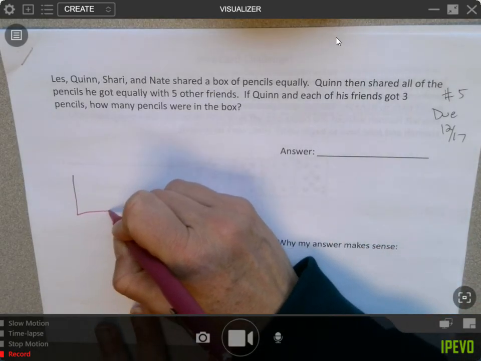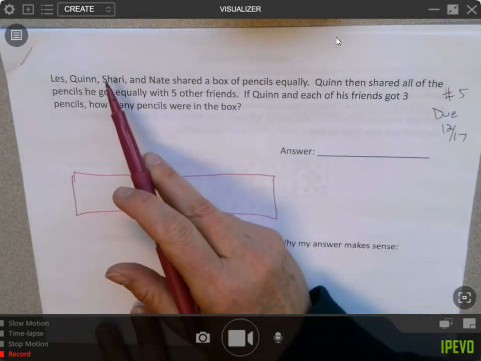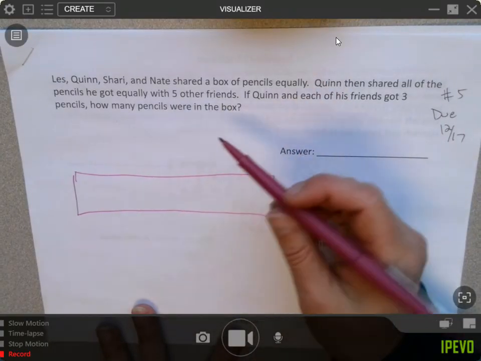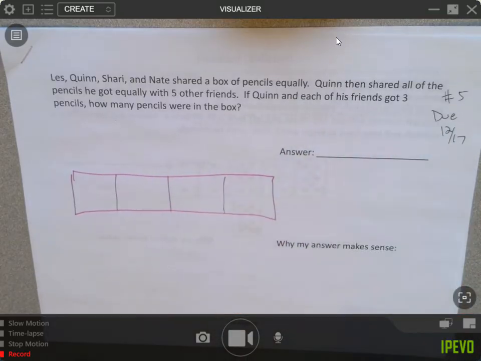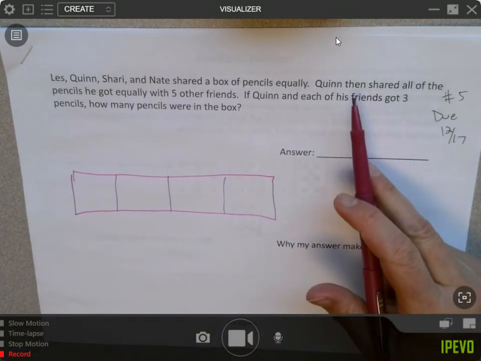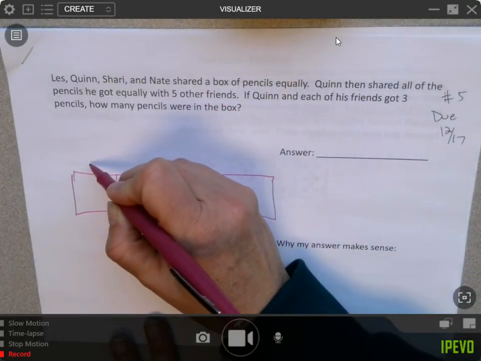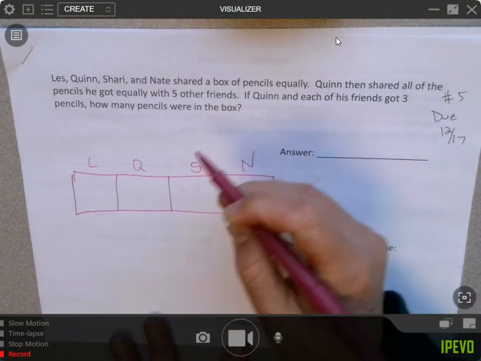So I look at it and say, okay, here's my box of pencils. Les, Quinn, Sherry, and Nate share that box equally, so that's 4 people. So I divide my box into 4 equal parts. Then Quinn shared all of the pencils he got equally with 5 other friends. So let's say this is Les, Quinn, Sherry, and Nate.